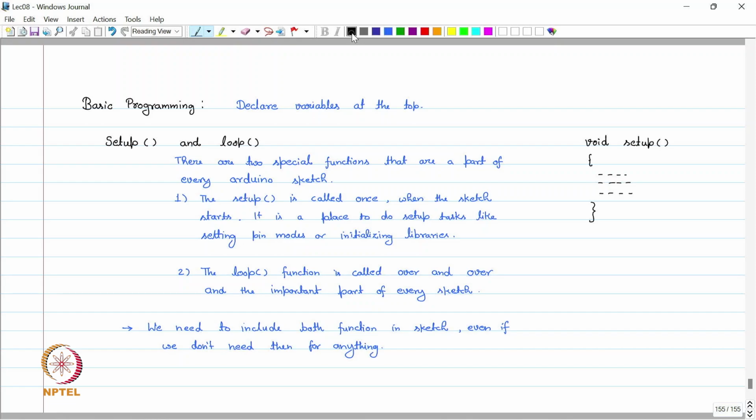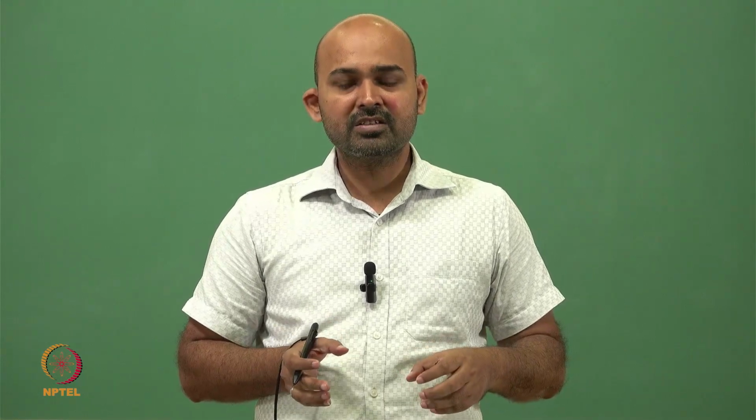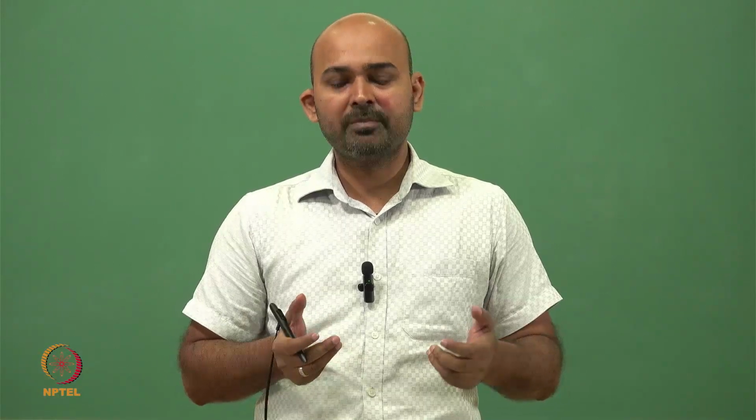This is how this void loop function is. We write the void loop function, it starts, and then we write our statements and we close the bracket. So here we have two basic functions, one is the setup, one is the loop. Both are important and we need to include them in our program or sketch even if we don't use them, but we still need to use both of them, setup and loop.